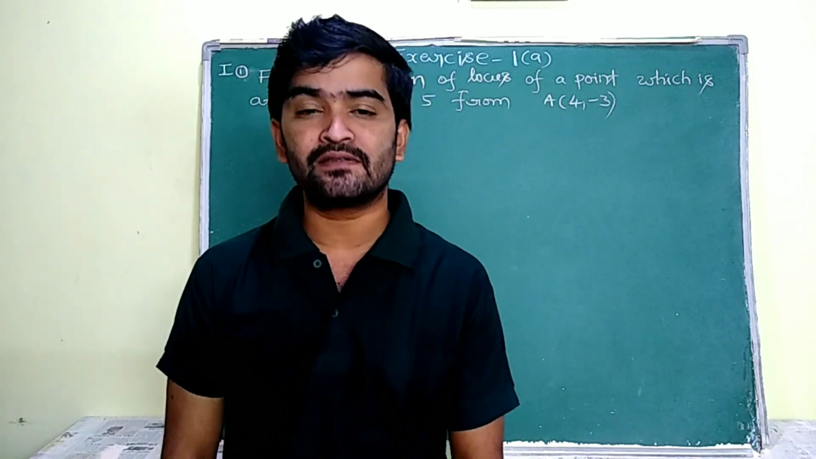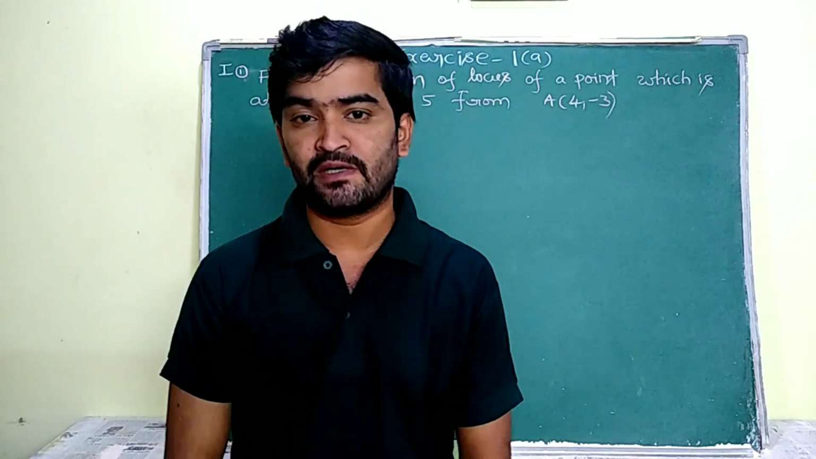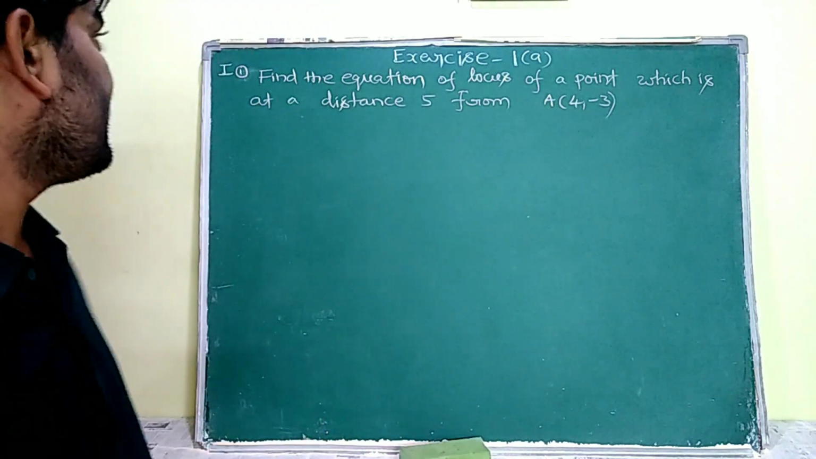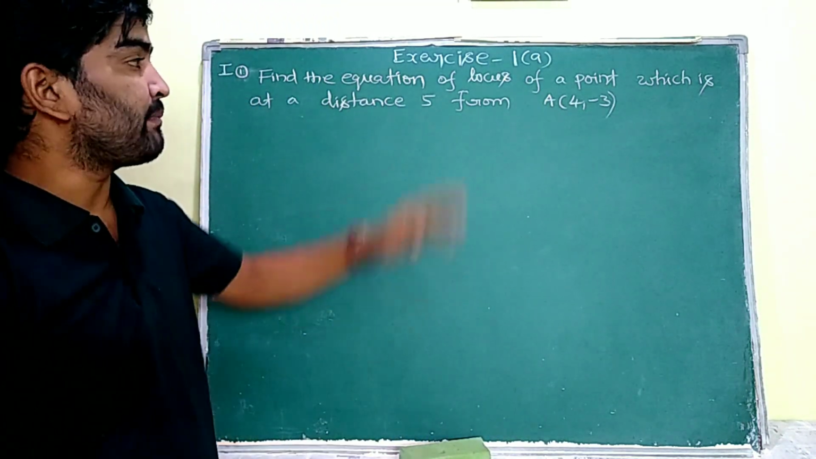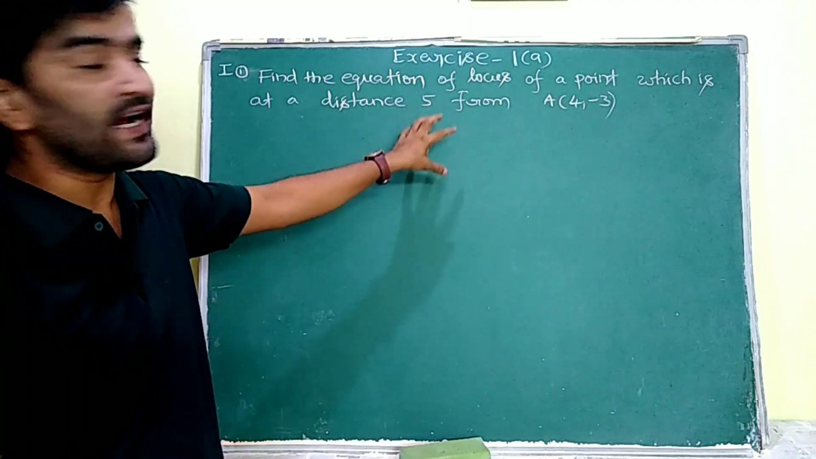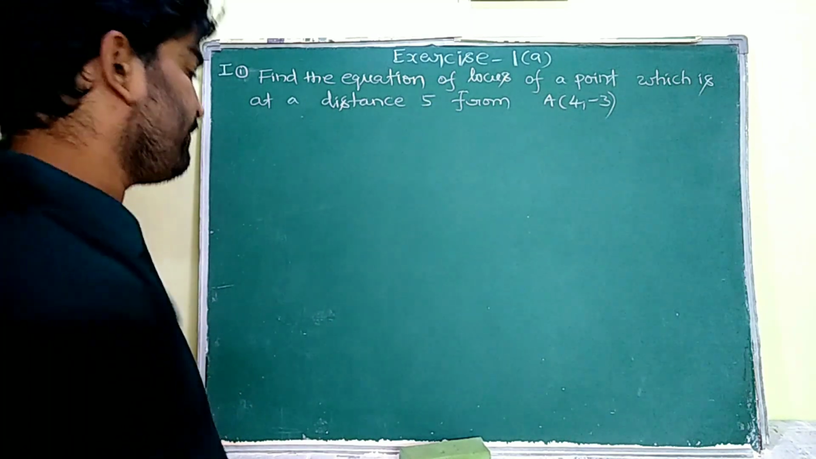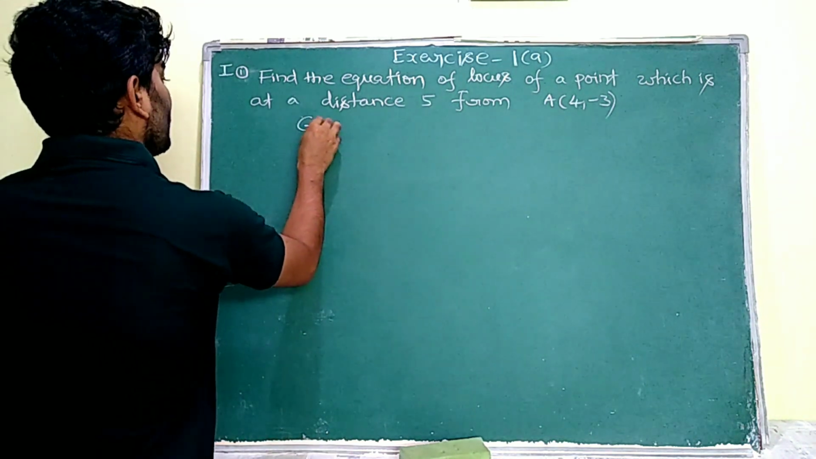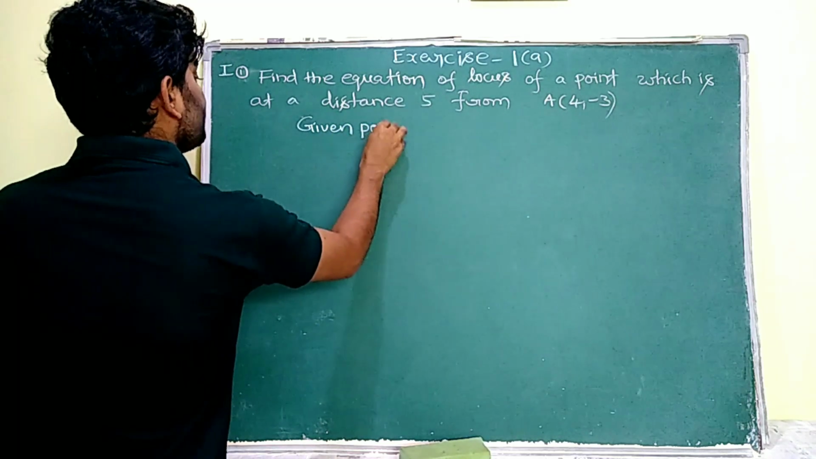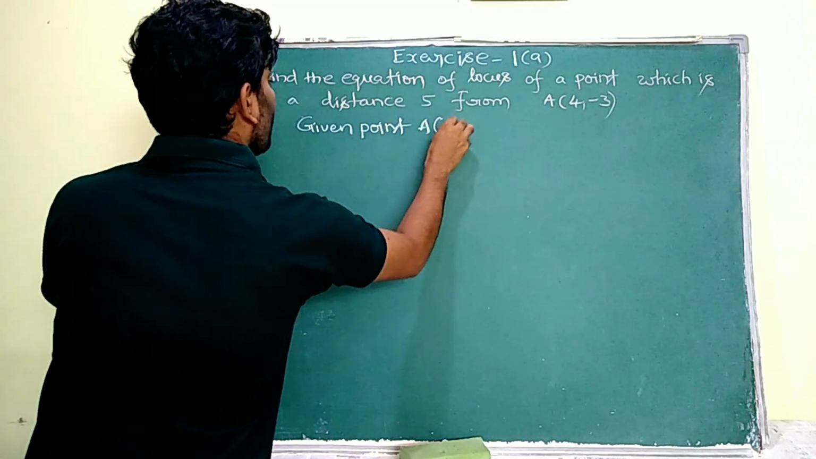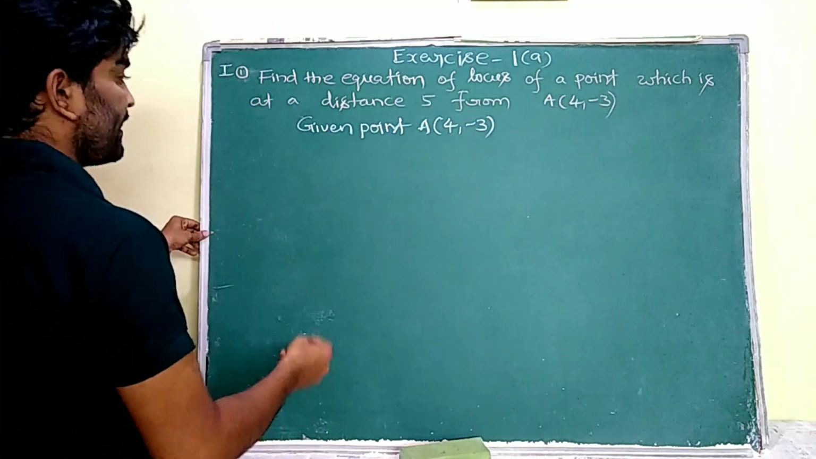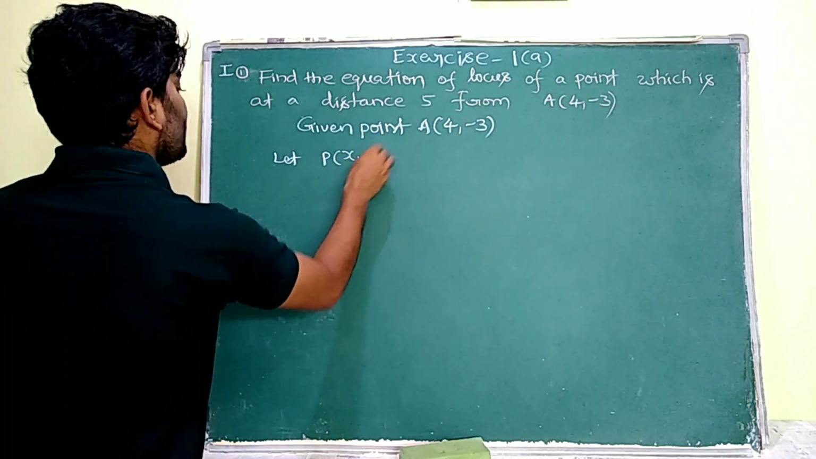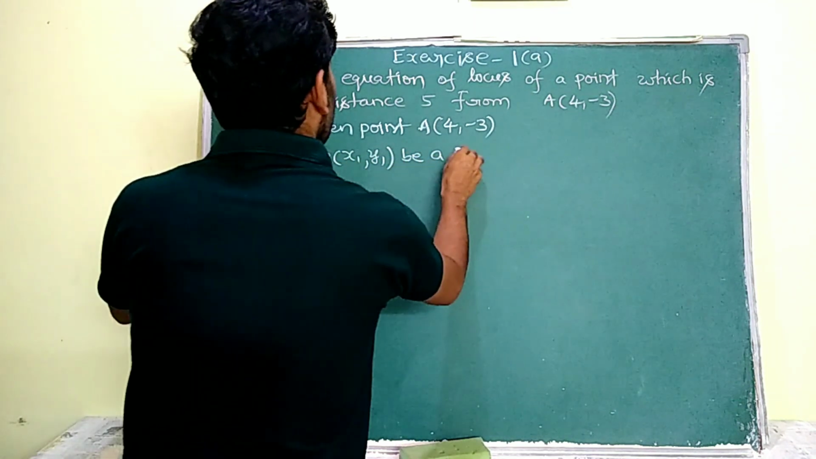Now we are going to discuss the problems of locus map of intermediate first year. The first problem here is: find the equation of the locus of a point which is at a distance of 5 from the point A(4, -3). For that, first we have to write the given point A(4, -3). Let P(x1, y1) be a point on the locus.